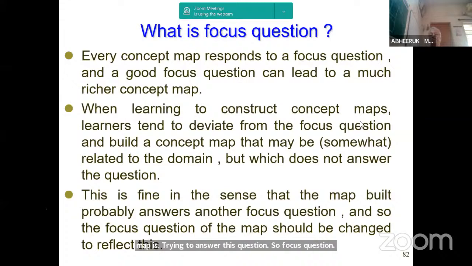When learning to construct concept maps, learners tend to deviate from the focus question. It is very difficult to make a concept map initially. A focus question is there, and you make a concept map, but that concept map is for another focus question, not for this question. So you have to think about this. This is fine in the sense that the map built probably answers another focus question, and so the focus question of the map should be changed to reflect this.